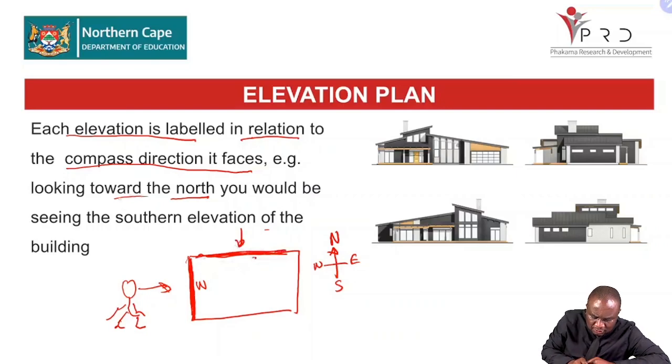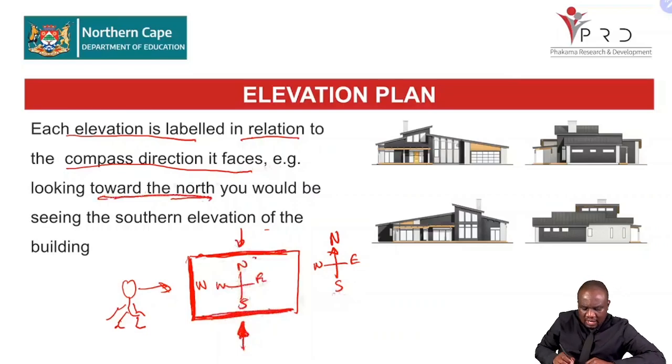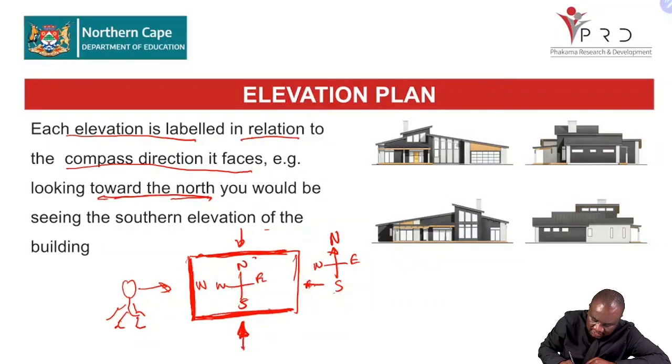But I want to explain this statement. E.g., looking towards north. Let's say this side. I'm looking towards north here. Then what am I seeing here? I'm seeing the south elevation. This is like the compass is here. This is north, east, south, west. So I'm here looking north. I'm seeing the south elevation. I'm here looking west. I'm seeing the east elevation.